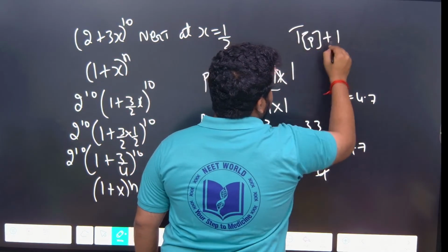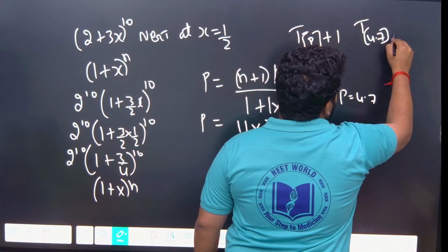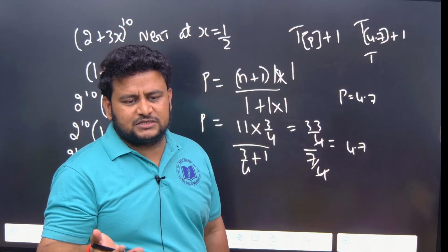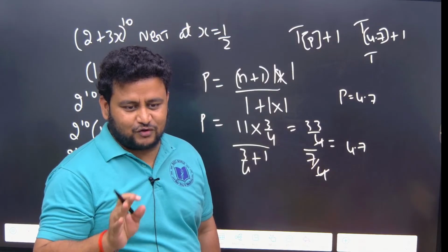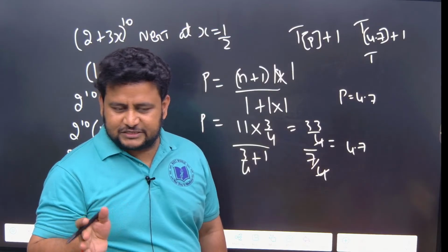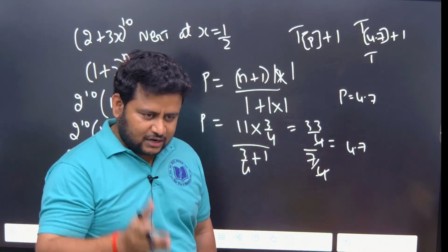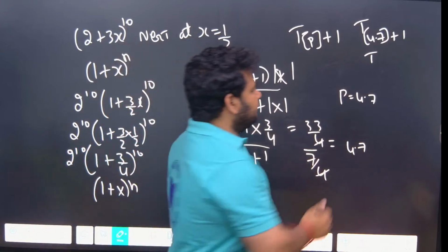So T of step of p plus 1, that is T of step of 4.7 plus 1. Step of 4.7 is 4, no? Please focus. 4.7 is 4. Anything 5 and above is 5. 4.1 or 4.0 or 4.99 is 4 itself. The value will be 4 itself.